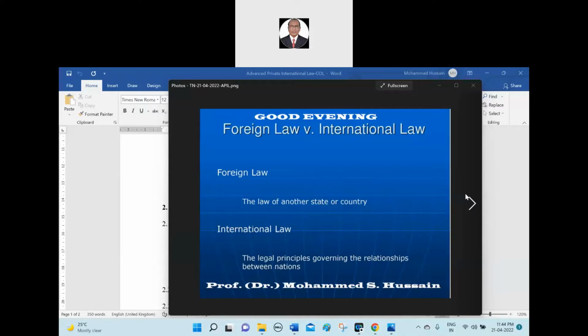Foreign law, the law of another state or country. International law, the legal principles governing the relationships between nations.